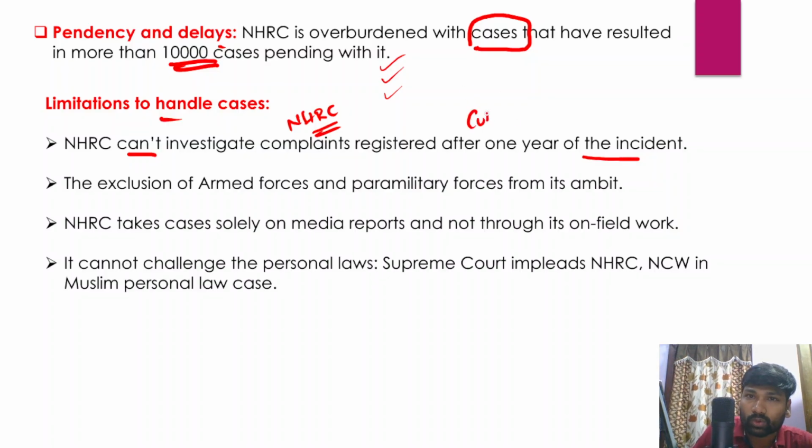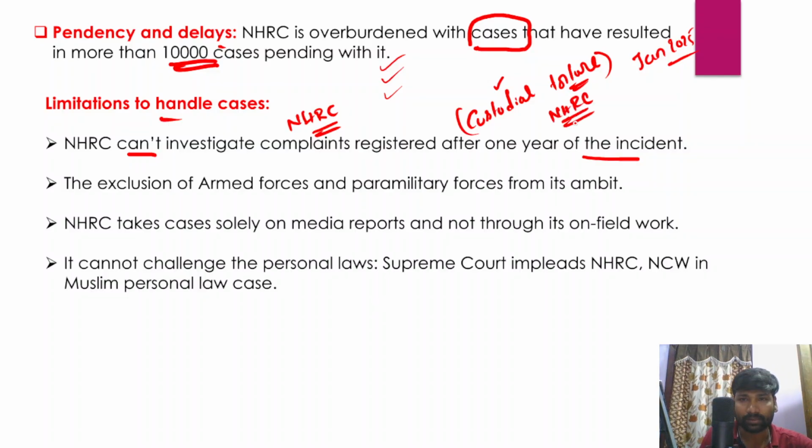Now custodial torture took place in January 2025, and this custodial torture must be reported to the National Human Rights Commission within 1 year. So if a victim reported this custodial violence to the NHRC after 1 year, the NHRC may not take into consideration the petition or the case that has been filed by the victim. So this is one serious limitation.